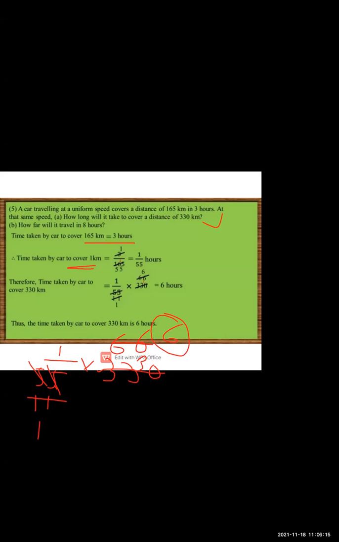So the first question we have completed. Thus the time taken by the car to cover 330 kilometers is 6 hours. In 6 hours it will complete 330 kilometers. Now the next, how far will it travel in 8 hours? In 8 hours, how far will it travel? So let's see that also.